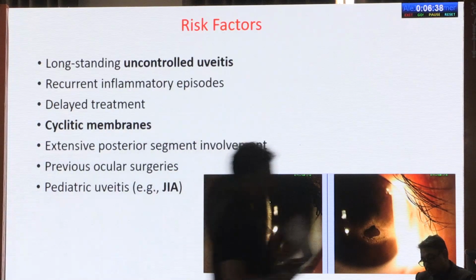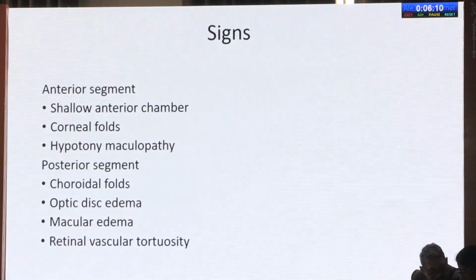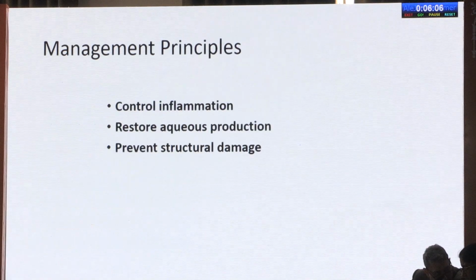It could be long-standing uncontrolled uveitis, multiple recurrences because we are in a great hurry to reduce steroids for the fear of glaucoma. So if these patients are not put on immunosuppression, there could be recurrent episodes, delay in therapy, development of cyclitic membrane, posterior segment, too much involvement, multiple ocular surgeries, and children. The signs, Mohit has told you, I'm not going to get into signs.